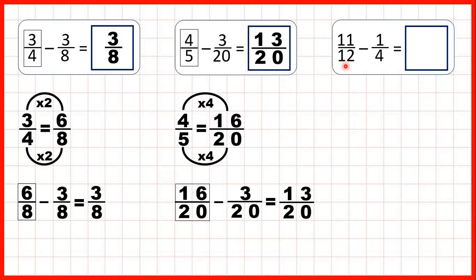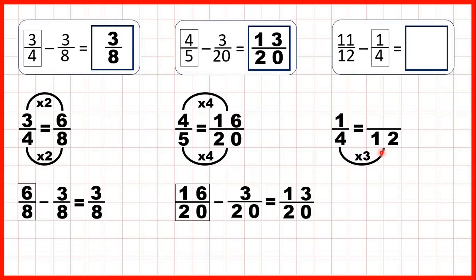Now we have 11/12 minus 1/4. Again, we've got fractions with different denominators. But 12 is in the 4 times table, so we can find a fraction equivalent to 1/4, which has a denominator of 12. So this time, it's the number we're subtracting that we need to find an equivalent fraction for. That's because it's always easier to make the denominator larger, so we need to look at our largest fraction and find an equivalent fraction for our other fraction.